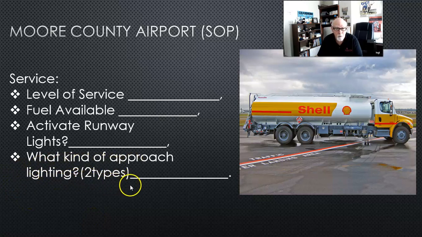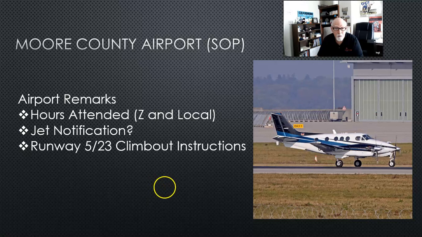What kind of approach lighting do you have? Basically your PAPIs, you can look at those. All right. Airport remarks, hours attended, jet notification, runway 523, your climb out instructions. I'll give you a hint here. Usually you have to climb out to 1,500 feet before you turn. So take a look at that in your directory as well.